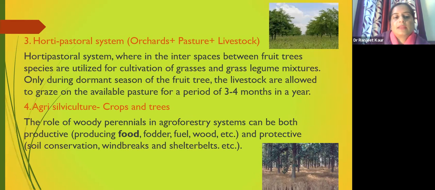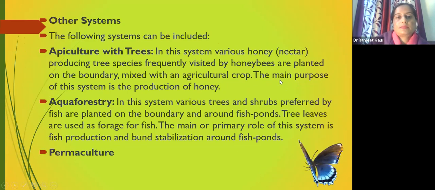Then comes agri-silviculture. Only crops and trees are grown. So trees function as a shelter belt. They give protective coverage, soil conservation, windbreaks. Also, they give food and fodder and fuel in this system. Other agroforestry systems might include the following.